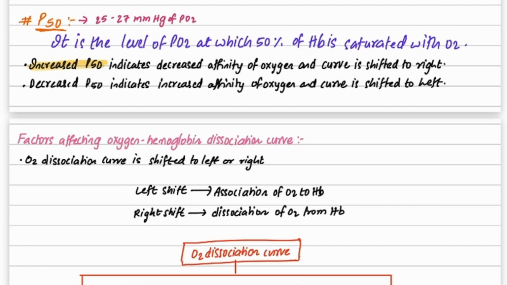Increased P50 indicates decreased affinity of oxygen, and the curve is shifted to right. Let us talk about the shifting of curves also, don't worry. So increased P50, decreased affinity of oxygen, curve shift to right. When there is decreased P50, increased affinity of oxygen, and the curve is shifted to left.